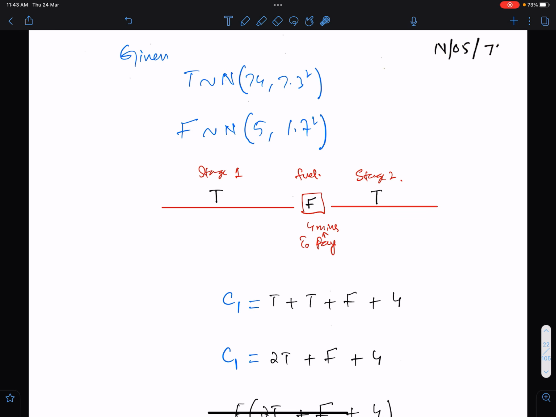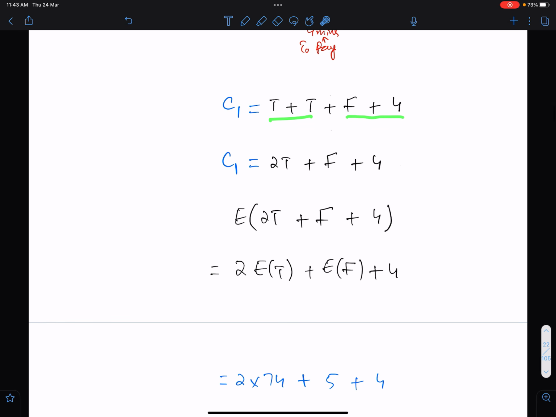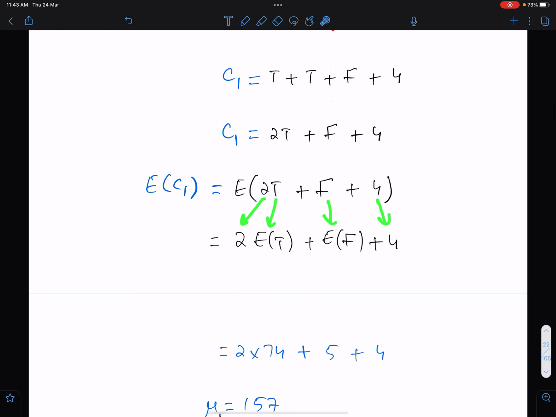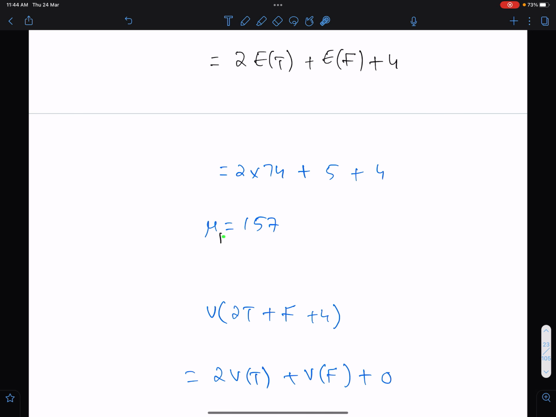So C1 is 2T plus F plus 4. Therefore, the mean of C1 is E bracket 2T plus F plus 4. So this 2 is here, ET is here, EF is here, and 4 is here. So this is the mean of car 1, 157.